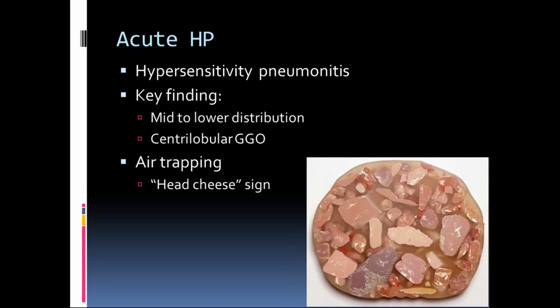And the key finding is your centrilobular ground glass nodules, and this is typically in a mid to lower distribution. Can you get it in the apices? Absolutely, I wouldn't discount it at all. But this is what the textbooks say as far as mid to lower distribution.